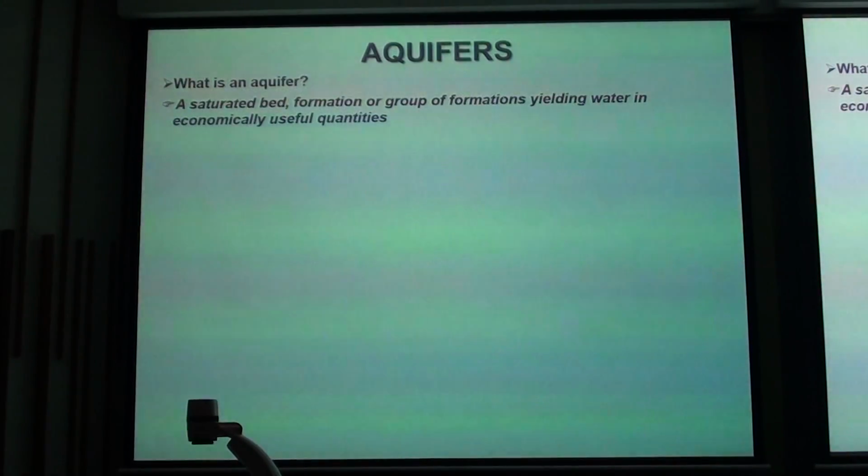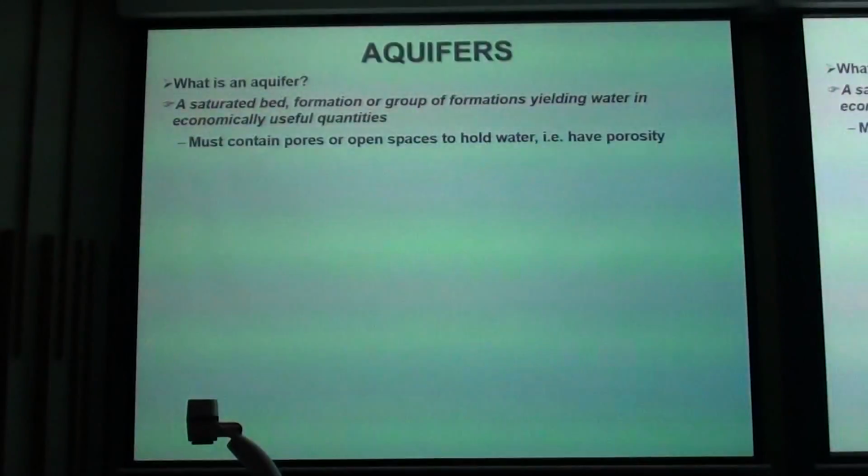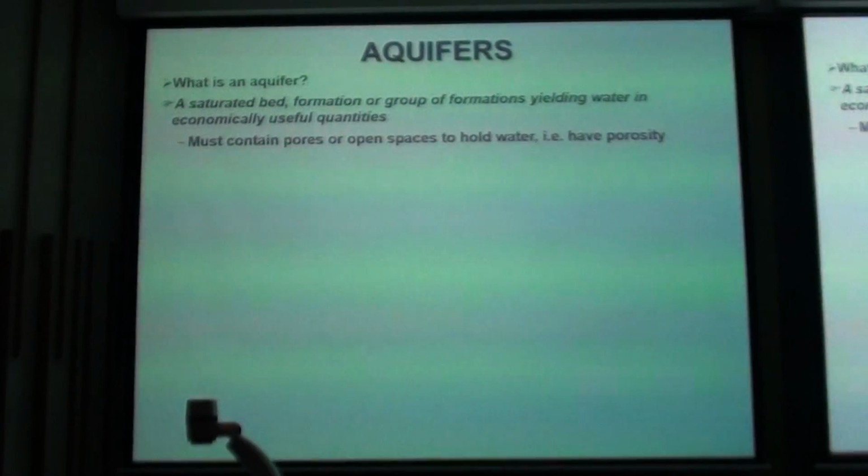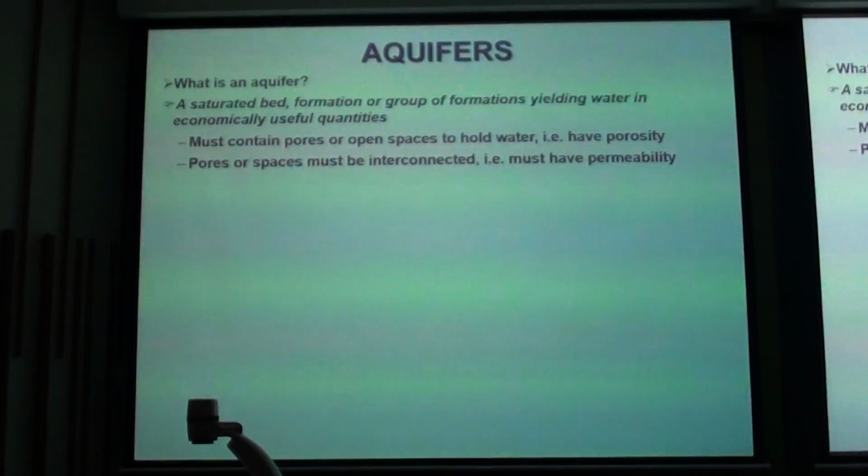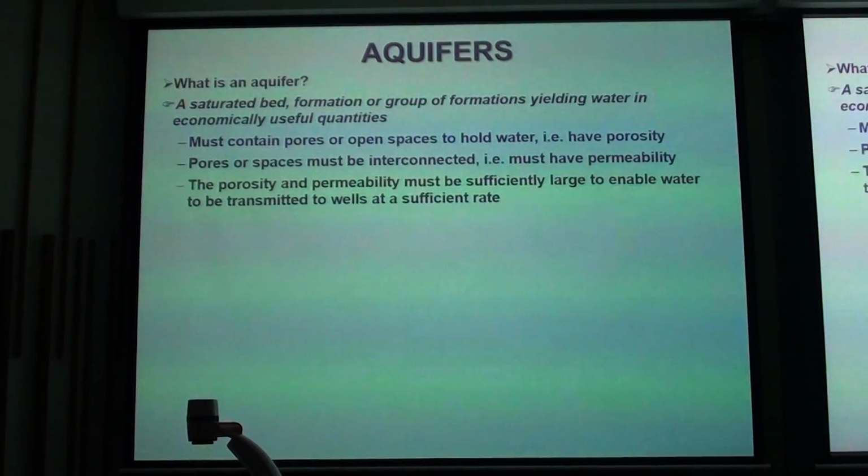Technically, I guess any body of rock holding water is an aquifer, but not for the purposes of hydrogeologists. So it must contain pore spaces or open spaces, not necessarily pores, but certainly it's got to be porous. Okay, so it must have porosity to hold the water. To be useful, they must be interconnected. Okay, so it must have permeability. The more porosity and permeability the better, because the more water it holds, the easier that water will transmit through the aquifer. So they must be large enough to transmit water to wells at a sufficient rate.